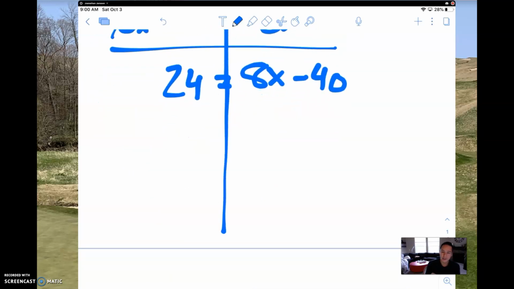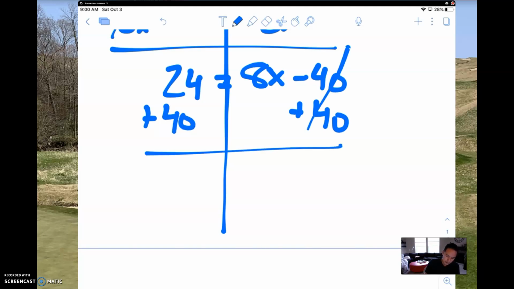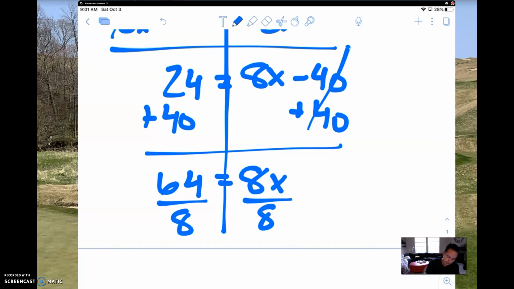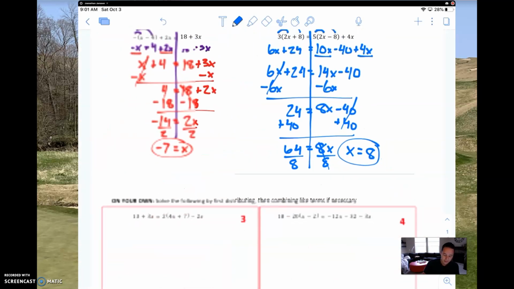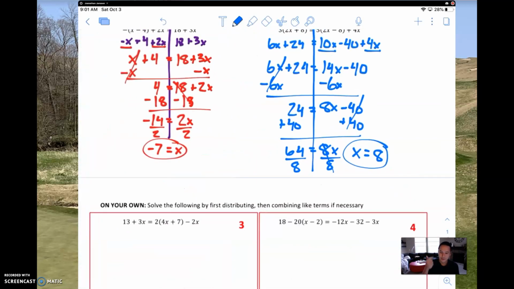Now we want to get x all by itself, so that minus 40 is in the way. Let's plus 40 to both sides. 24 and 40 gives us 64 equals 8x. And then we just divide by 8 on both sides. And 64 divided by 8 is 8. So we get x equals 8. So distribute, combine like terms, and then solve.